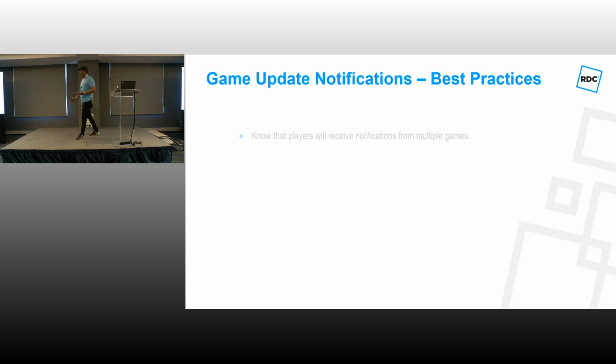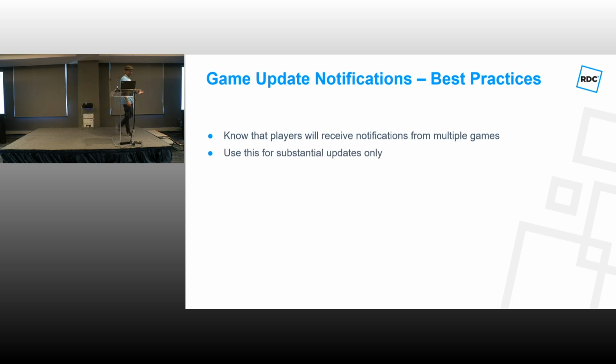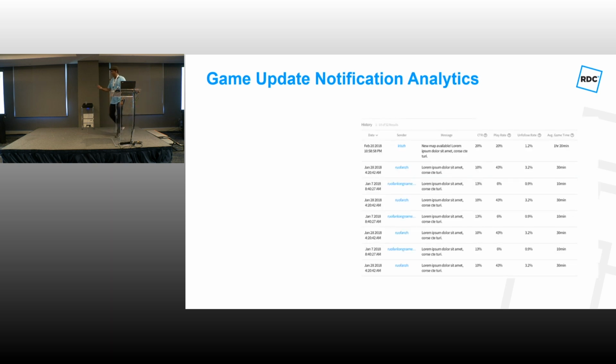So a couple of best practices. One is know that players will receive notifications from multiple games. So be cognizant of how you can make the best impact, given that multiple of you are going to be sending notifications. And the second thing is use this for substantial updates only. So if you make multiple updates frequently, then maybe you can use this for a major update. Okay. The next one is, following game update notifications, we're also going to publish game update notification analytics.